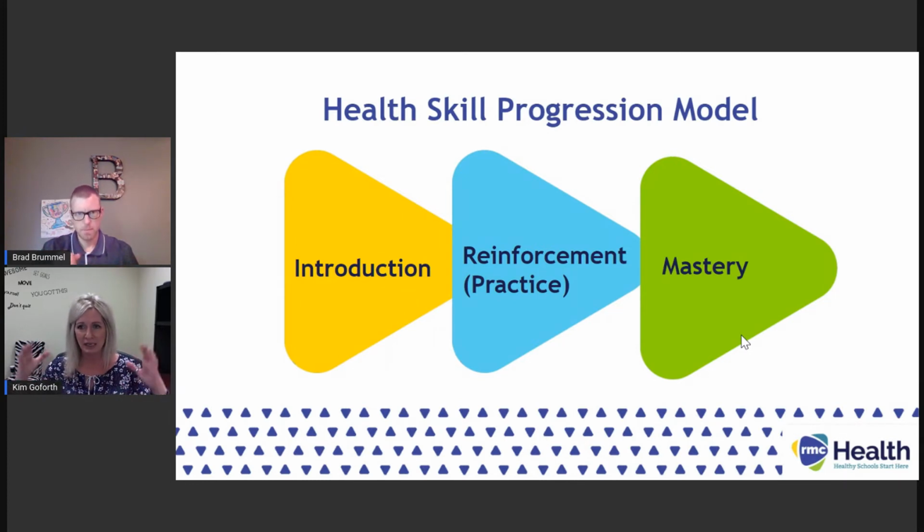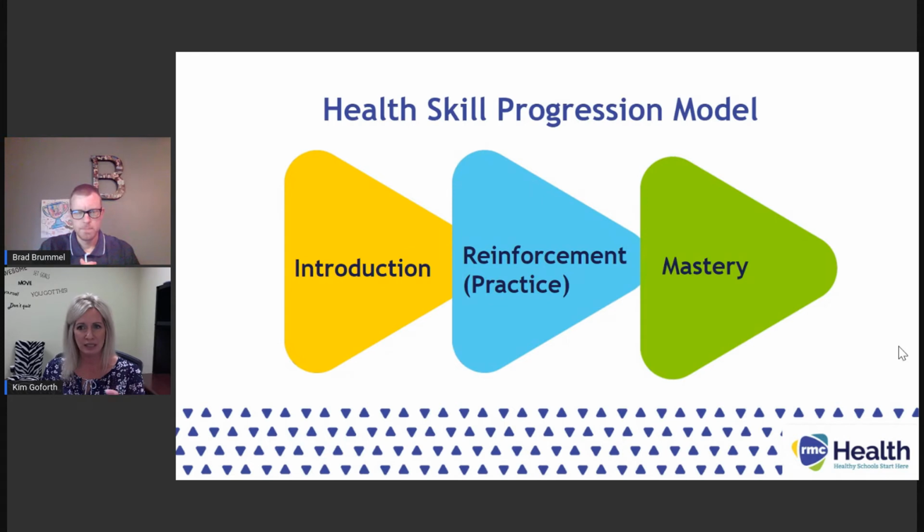But kids need a lot more of this middle triangle than I think some of the content heavy curriculum provides them. And so this is the model that we're going to talk you through, each step of this progression, to really get kids to mastering health skills and really reaching those goals of health education.